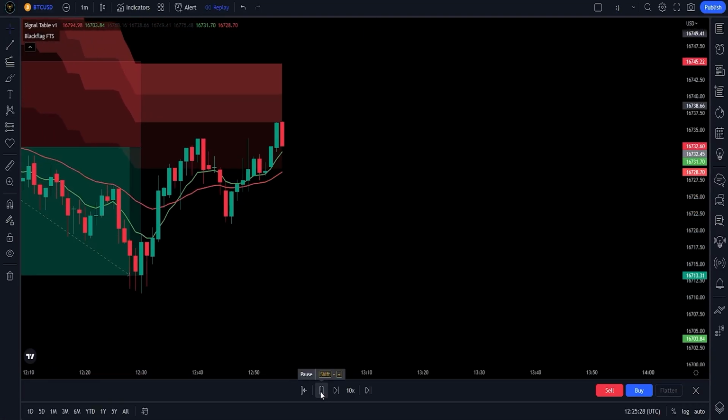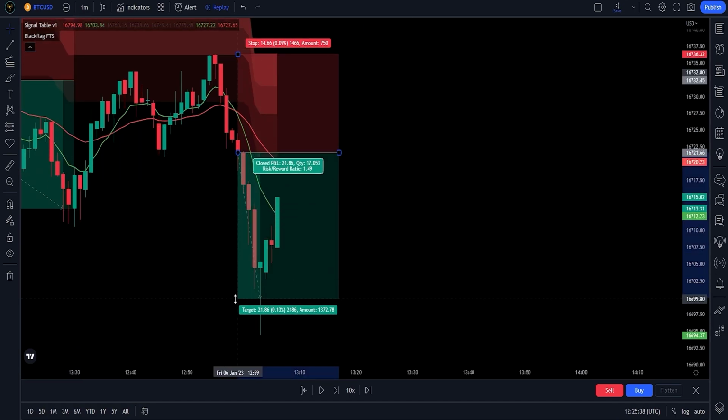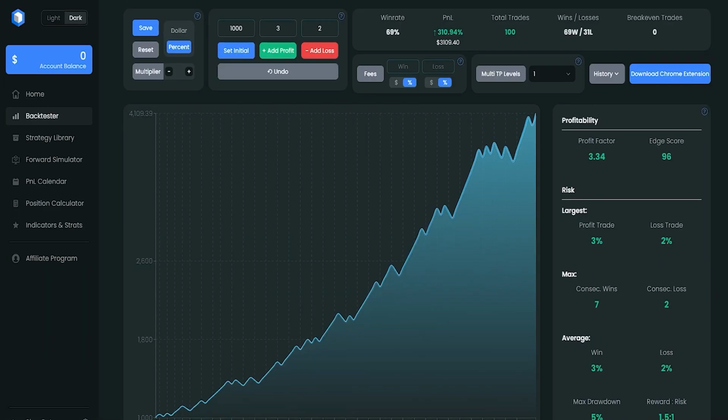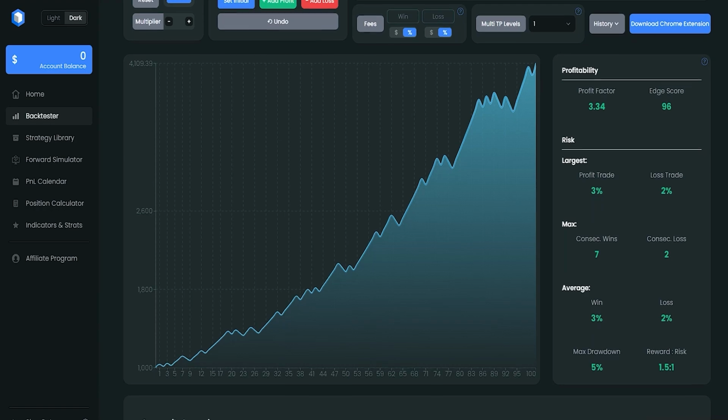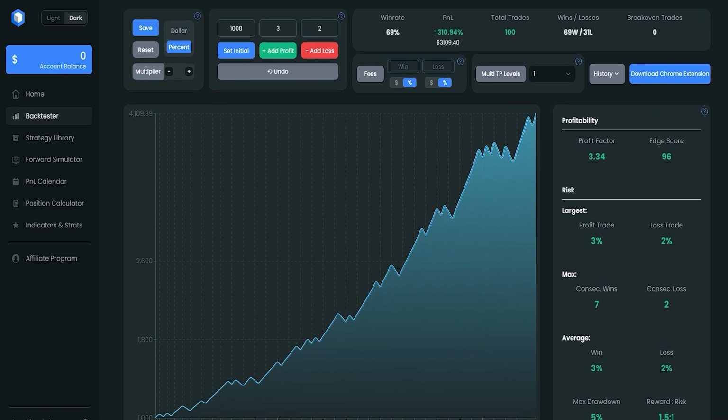Now, let's see what results you can expect by trading with this strategy. After 100 trades, I can finally show you realistic results you can achieve using this strategy. Out of all 100 trades, this trading strategy was profitable 69 times, meaning we got a 69% win rate strategy. With our initial account size set to $1,000, we grew our account by 310%, which is about $3,109.